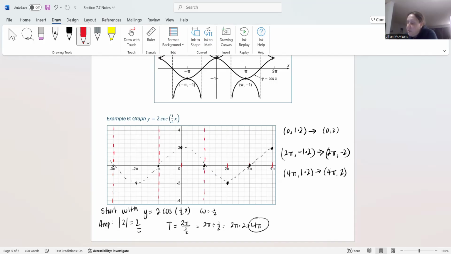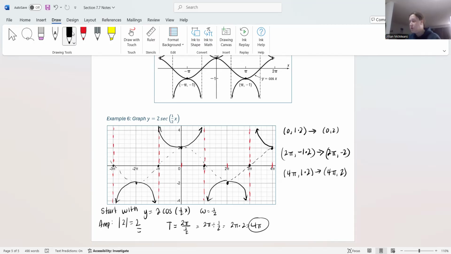And remember, the max and min on cosine are going to share a point with the secant graph. So we would have a curve here, here, here, and we have enough room for half here. So that is the graph of y equals 2 times secant of 1/2 x. Technically the dotted cosine graph shouldn't be there, but we're going to keep it just so you can see it as a guideline.